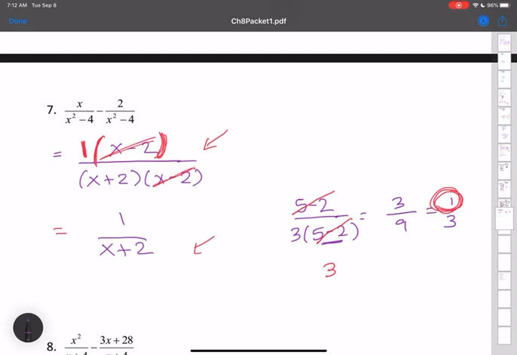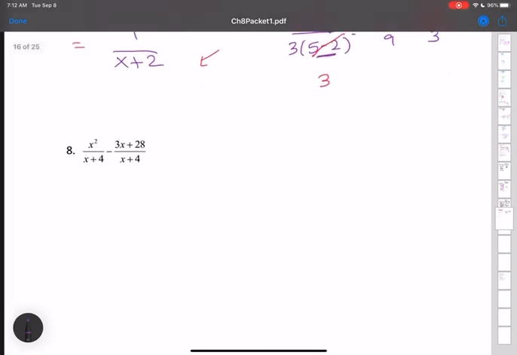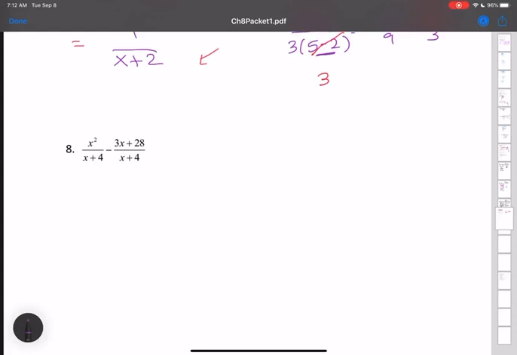So just be aware of that when you cancel things top and bottom and you think that you have nothing left on the top, it doesn't mean that it totally went away. It's just that you got rid of that factor and that 1 still remains, okay? Hopefully that makes sense. Go ahead and try this number 8. Just do the very first step and then hit play, okay? Because I don't want you to do too much work heading off in the wrong direction.